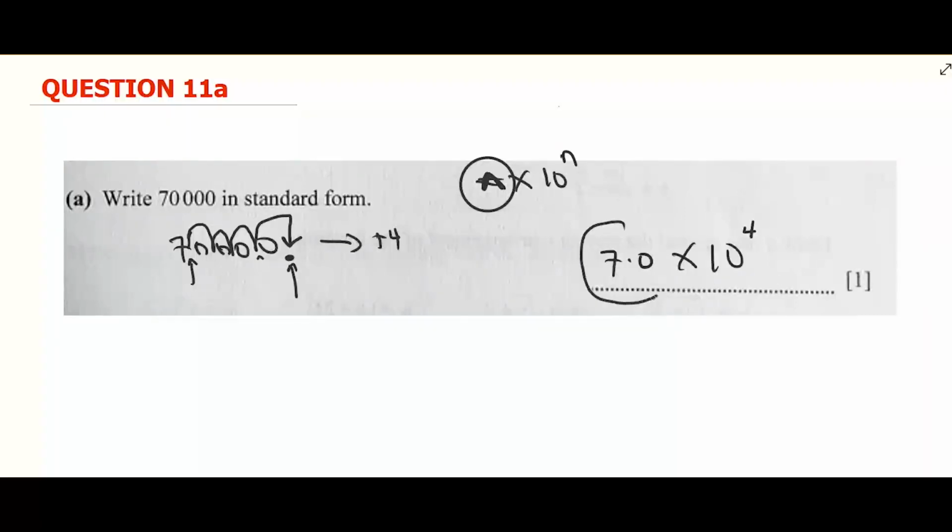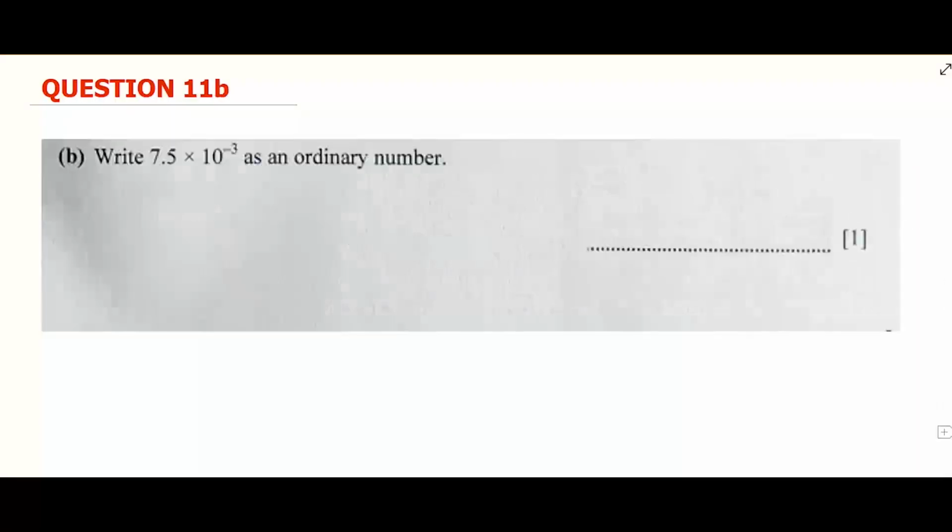So this one here is your standard form number, which must be between 1 and 10, where the number cannot go below 1 and it cannot be up to 10. So that is the solution to that question.